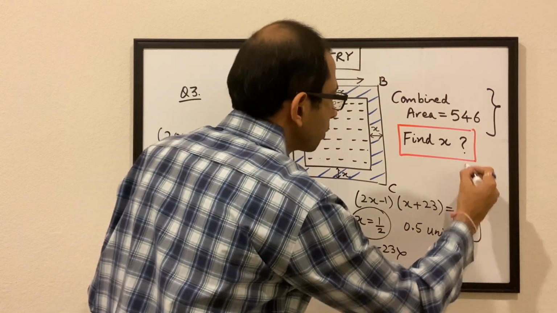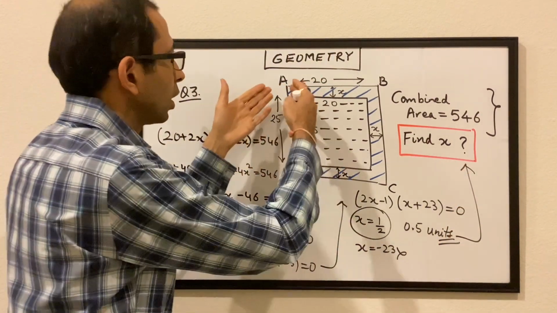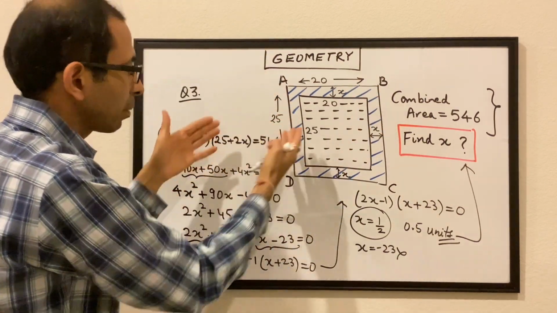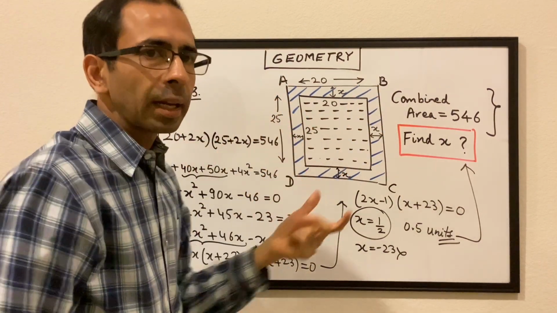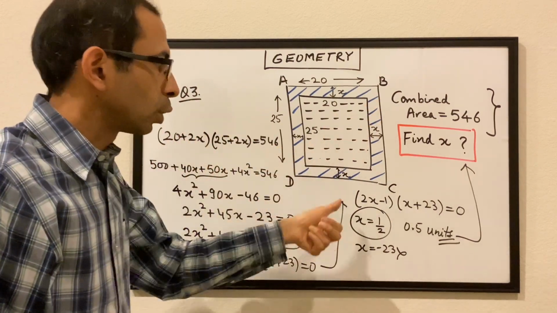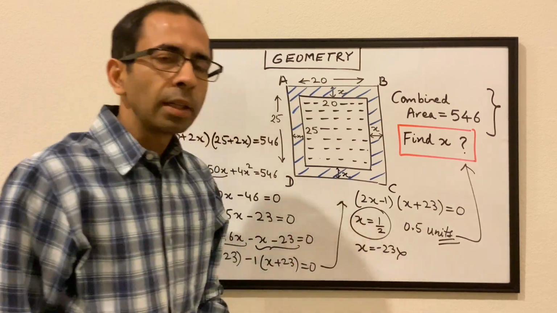Correct? Again, just to quickly reiterate, with this given information, we know the length of AB would be 20 plus 2x, the length of AD would be 25 plus 2x, the area of the rectangle, which is length times width, is 546, and then we just solve this quadratic to get the two values of x. We discard the negative value and take the positive value.